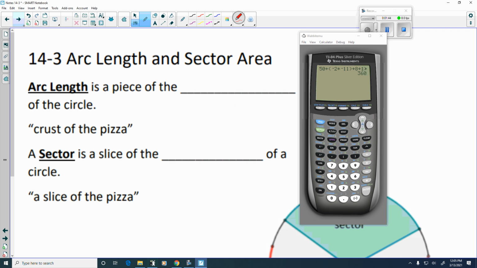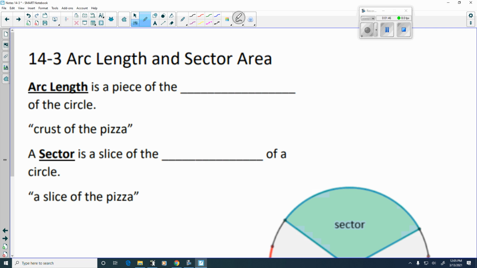So today, when we talk about circles, we want to talk about arc length and sector area. Now, we talked yesterday about the measurement of the arc, but now I want to talk about the actual length of the arc. And so the arc length is a piece of the circumference of a circle. If you think about it, it's the crust of the pizza.